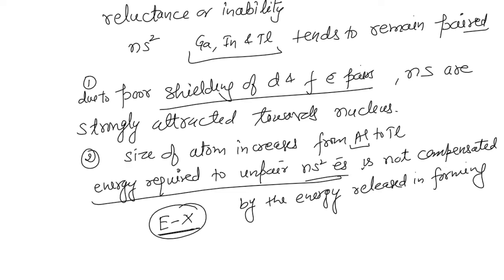in forming the two additional bonds. Those additional bonds are formed because when electrons are unpaired we get two unpaired electrons, so bonds are formed and energy is released, but that energy released is not sufficient to unpair those electrons, because when energy is absorbed, more energy than that should be released when the bond is formed.